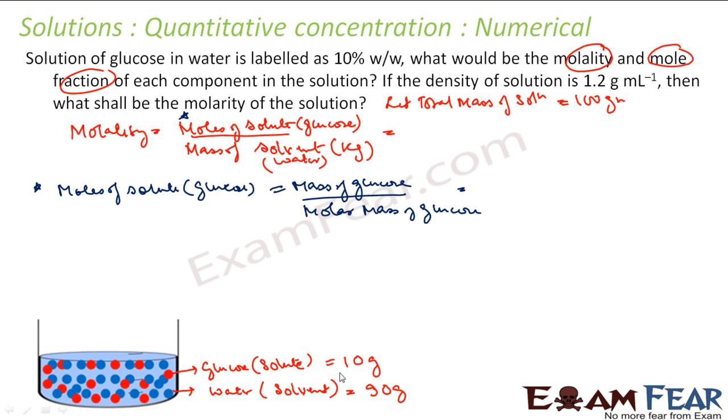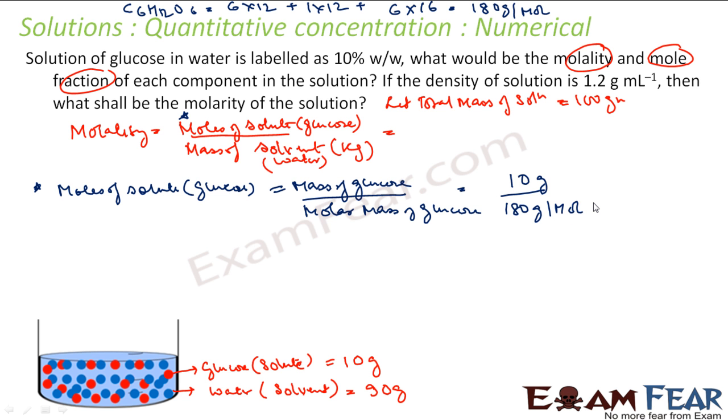Mass of glucose is generally in gram, that is 10 gram. Molar mass of glucose is what? Glucose is C6H12O6: 6 carbon, 6 into 12, 12 hydrogen, 1 into 12, and 6 oxygen, each oxygen has a molar mass of 16. You solve this, you get 180 gram per mole. This is 180 gram per mole.